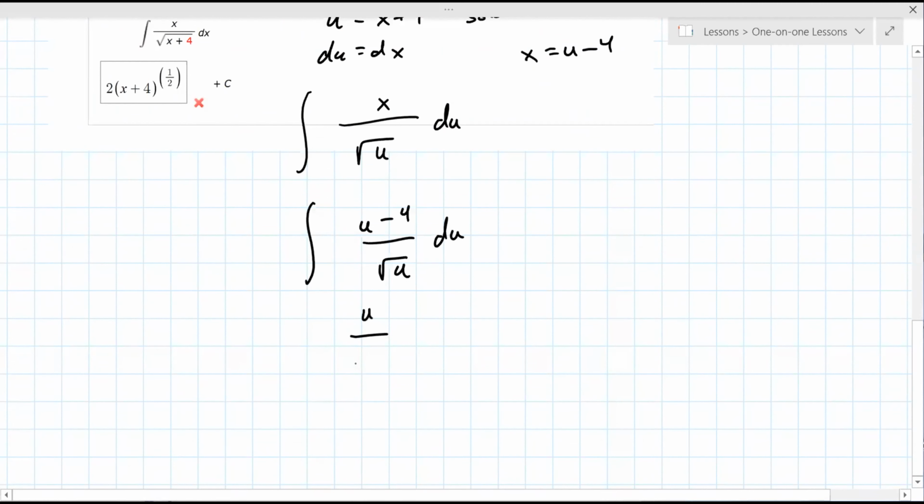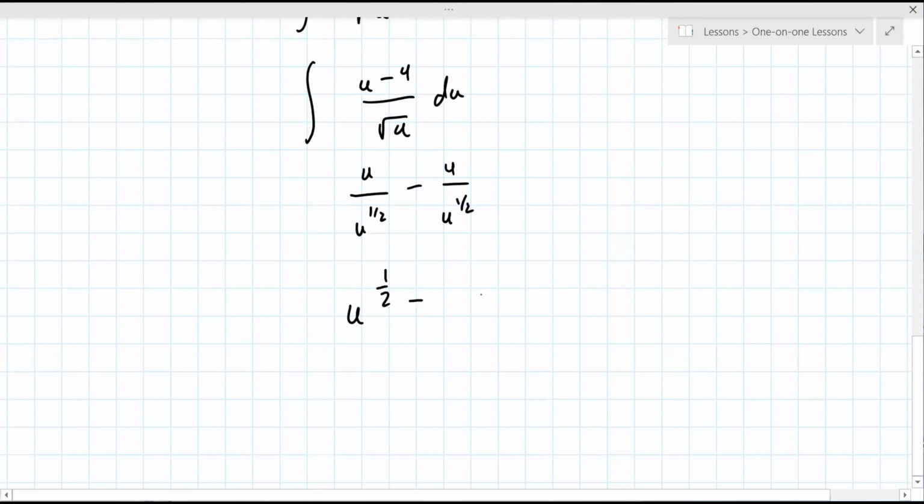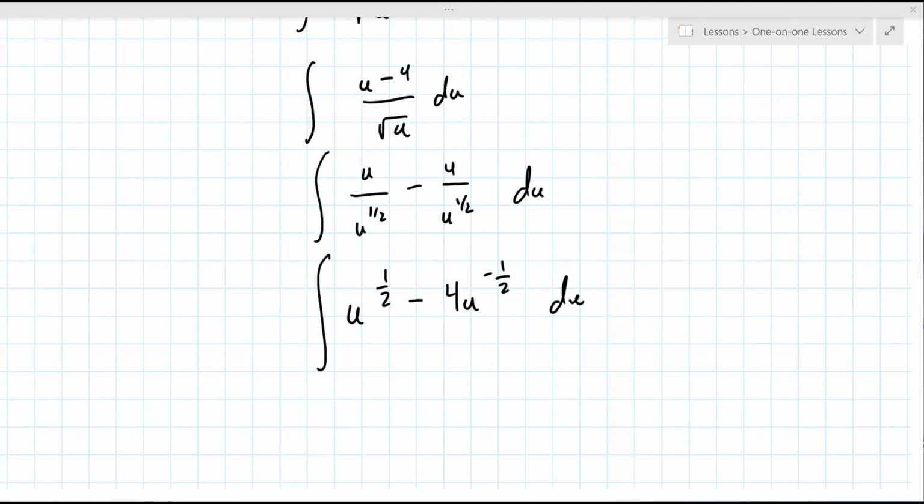but if you divide these both by u to the 1/2, u over u to the 1/2 minus 4 over u to the 1/2, you get u to the 1/2 minus 4u to the minus 1/2. And that's what you're integrating. So you have to do a little bit of manipulation to get it to where you can actually use the power rule. So the power rule is u to the 3/2 times 2/3, and then here it's u to the 1/2 because you add 1 to the exponent. So this becomes minus 8, because 8 times 1/2 gets you back to 4, plus c.